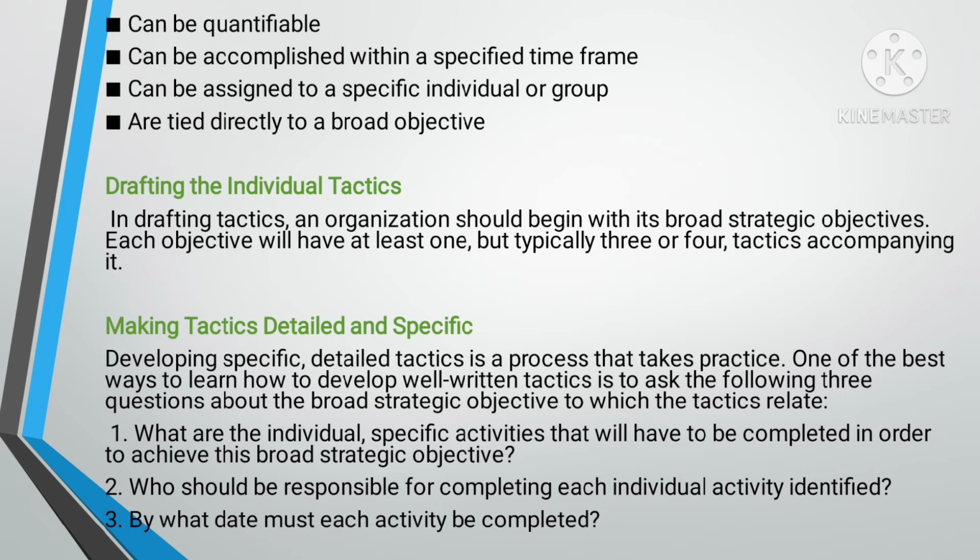Drafting the individual tactics. In drafting tactics, an organization should begin with these broad strategic objectives. Each objective will have at least one, but typically three or four tactics accompanying it. Making tactics detailed and specific. Developing specific, detailed tactics is a process that takes practice.